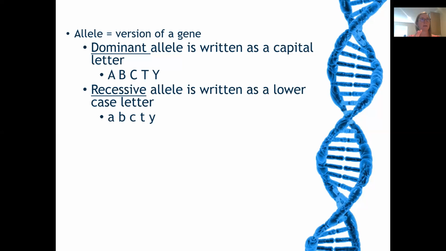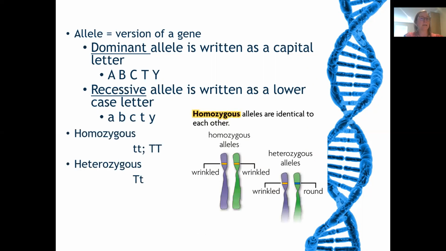Today we use letters to represent the alleles. If something is a dominant allele, we use a capital letter, and if it's a recessive allele, we use a lowercase letter. So we each have two copies, which means our genotype, our genetic makeup, can either be homozygous or heterozygous. It's homozygous when the alleles are the same. So you could have homozygous recessive, little t, little t, or homozygous dominant, big T, big T. Heterozygous, hetero means different, so heterozygous means you have different alleles. So you can have big T, little t.